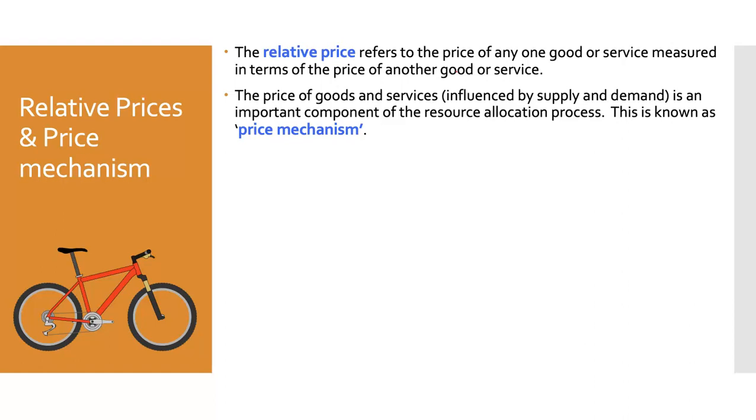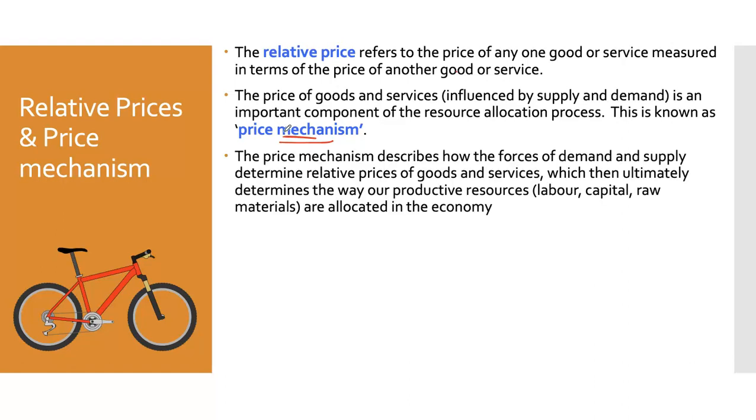And the price of goods and services is influenced by supply and demand. And this is an important component of resource allocation. This is our price mechanism. The price mechanism describes how the forces of demand and supply determine the price of goods and services, and so how much is supplied and how much is demanded. Now, importantly and perhaps new, it is the prices of these goods and services which ultimately determine how our resources are going to be allocated. If there is more demanded, there will be more supplied, hopefully, because price will go up, and hence we will allocate more of our resources to this.